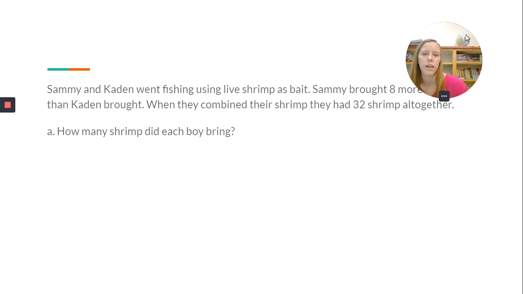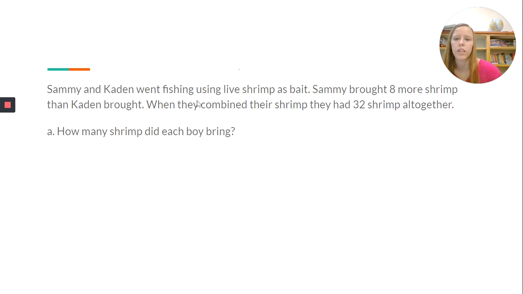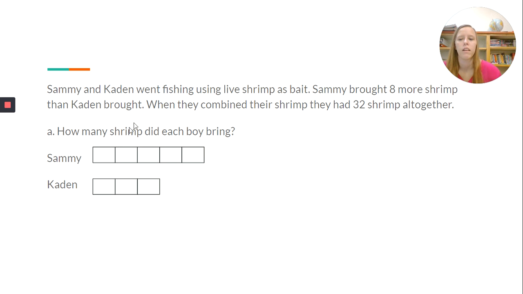So we have Sammy and Caden. They went fishing using live shrimp as bait. So Sammy brought 8 more shrimp than Caden brought. When they combined their shrimp, they had 32 altogether. So first we want to find out how many shrimp each boy brought.